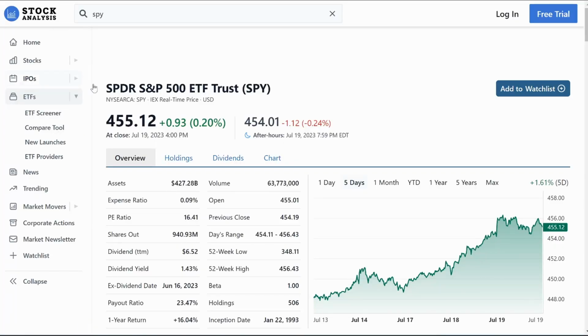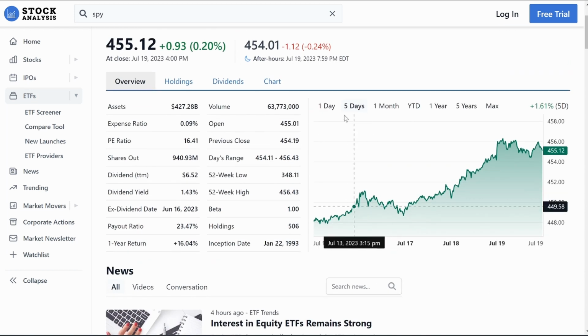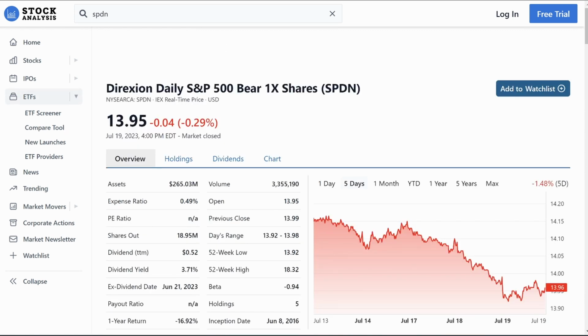So we're going to jump over to stock analysis. This is the SPY. Right now you can see we're at $455 as I'm recording this. In the past 5 days, we have gone up 1.61%. Now, one of the short ETFs, the first short ETF, I'm going to go over 4 of them today, is the SPDN. That's the ticker symbol right here, SPDN. And you can see it's an inverse of the SPY.